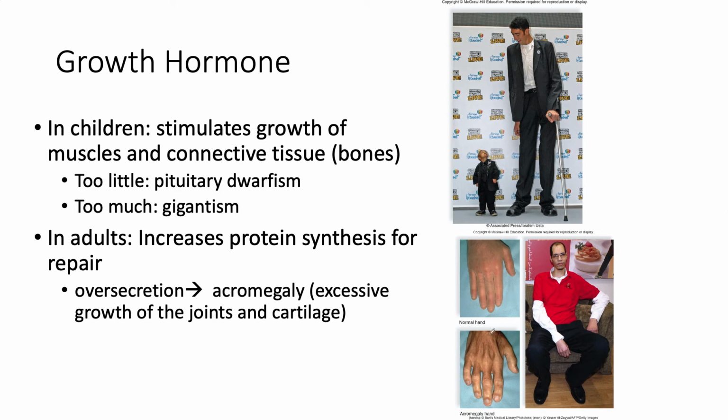You can see over here that the joints are quite enlarged. The brow ridges and nose and face tend to be very enlarged in these people as well. You're not going to be able to grow the bones because the growth plates have already closed, but cartilage can grow in response to growth hormone.